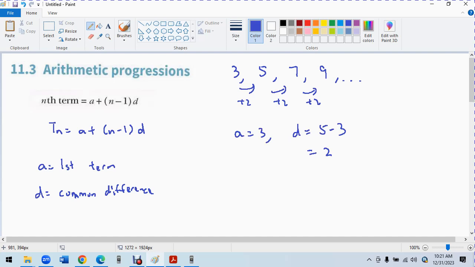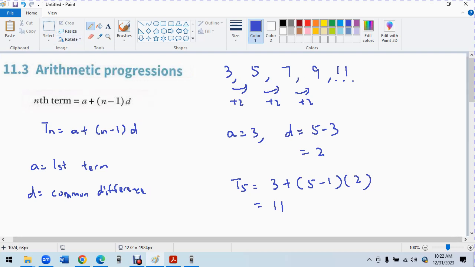So let's say I want to find the fifth term. I know the fifth term is 11. So the fifth term is 3 plus 5 minus 1 times 2. So 4 times 2 is 8. 8 plus 3 is 11. Okay, how can we get this common difference?